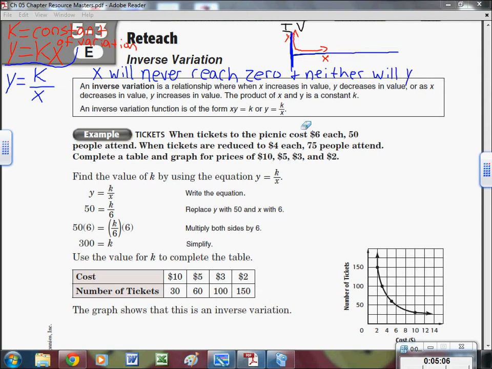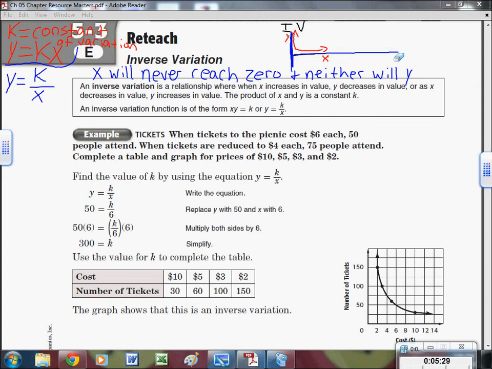So that's a good way of adding to that description. X will never reach 0, and neither will y. Neither of them will ever reach 0. That graph will get really, really close to x equals 0, which is the y-axis. The graph will get really close to the x-axis, which is y equals 0. It'll get really close to where it equals 0, but never actually touch. And we'll explain why in a minute.